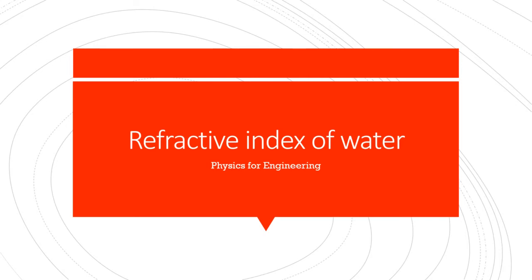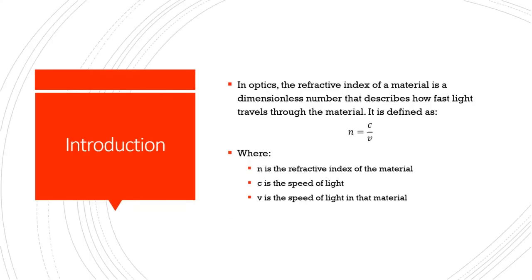Hello, this is an experiment in order to find the refractive index of water. Introduction. In optics, the refractive index of a material is a dimensionless number that describes how fast light travels through the material and is defined as n equal to c over v, where n is the refractive index of the material, c is the speed of light in the air, for example, and v is the speed of light in this new material, because it actually changed.